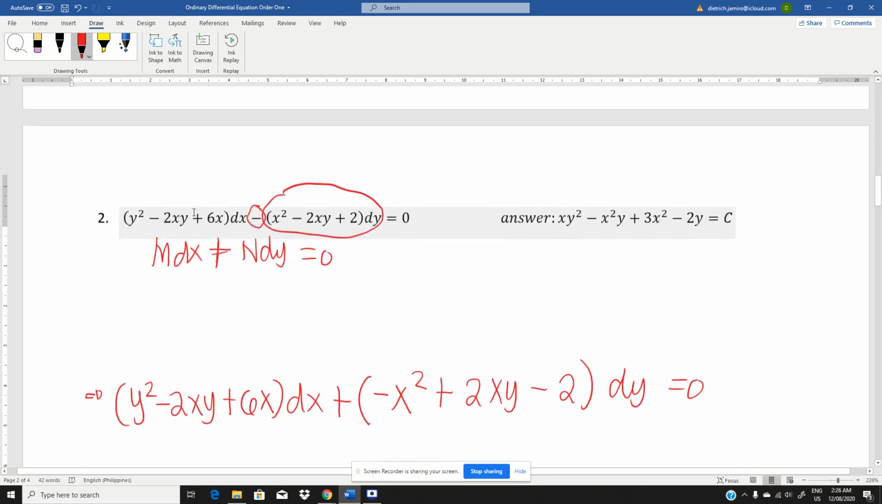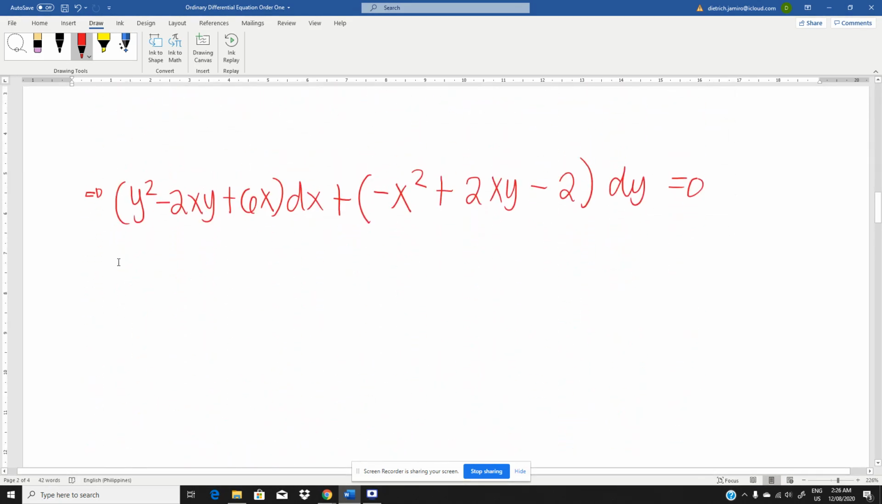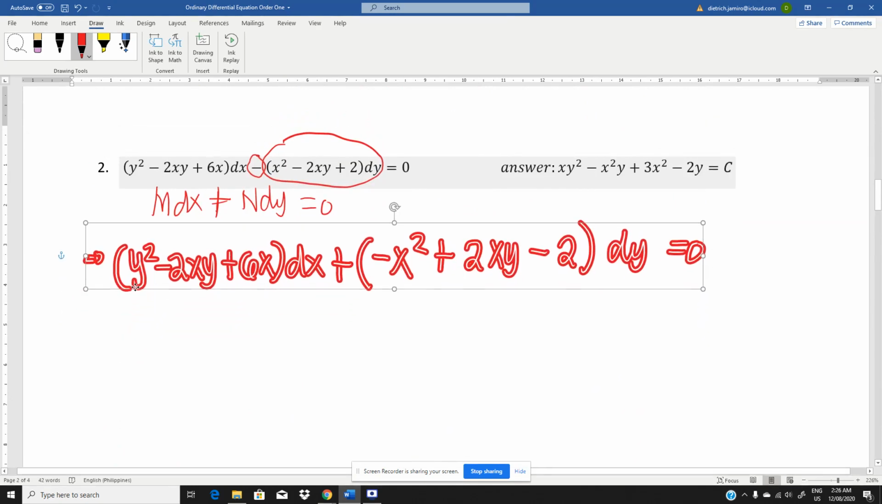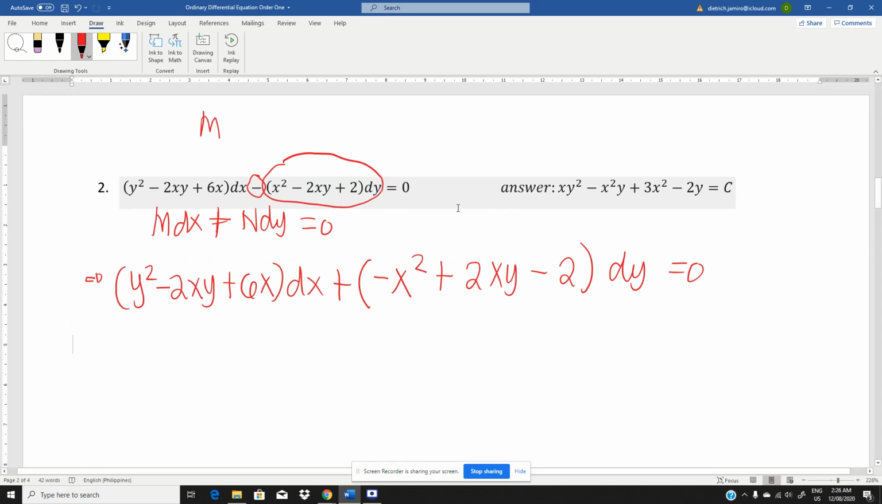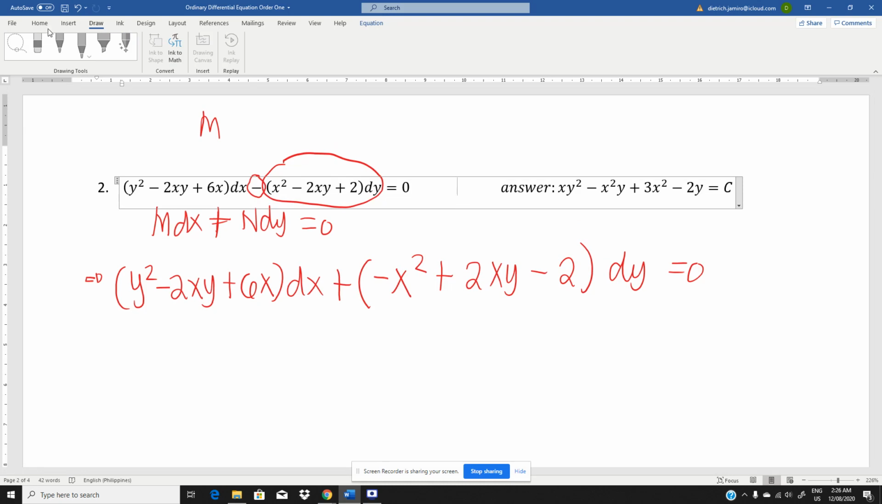So testing for exactness, this one as M and this one as N.